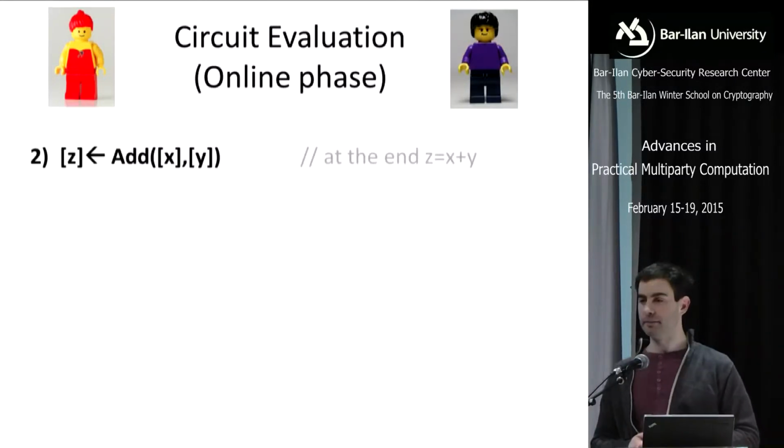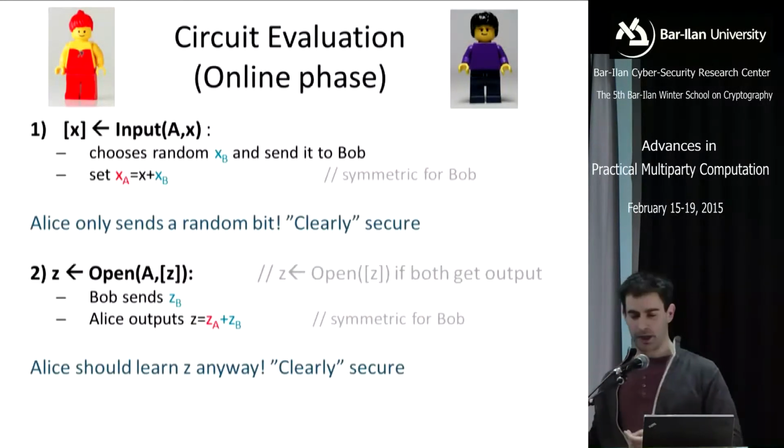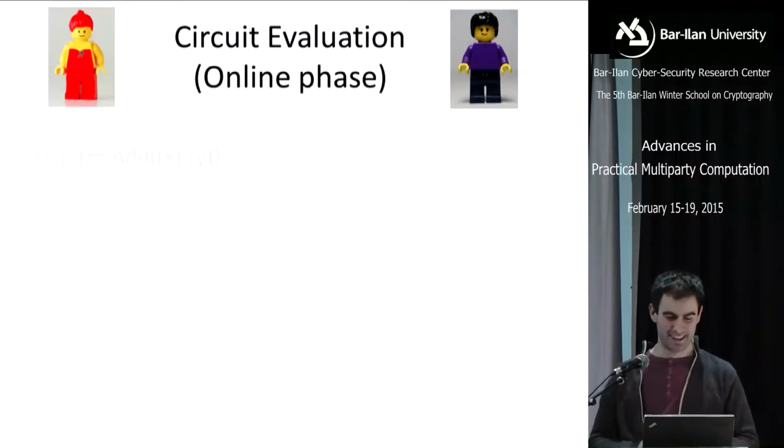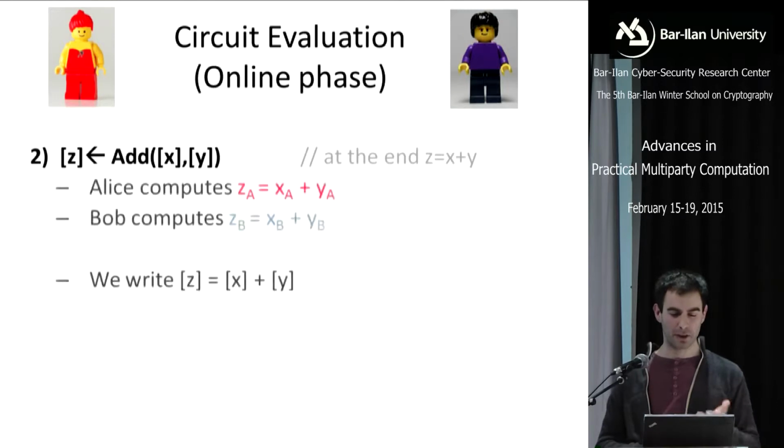How do you do an addition gate? Yeah? What, against Alice, Bob? We are going to go. See, now Bob is nice. He's not a pirate yet. But very good point.